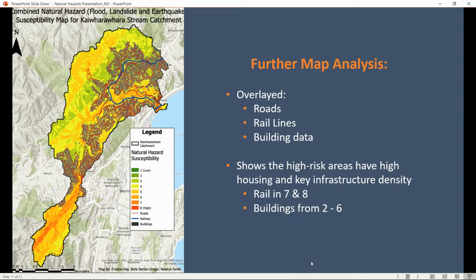To answer some of our questions on damage to people and property, we needed to overlay infrastructure onto the hazard map. We did this by using data from Wellington City Council on roading, the rail line, and buildings. This new map allowed us to see a high risk to rail, which ran along a 7 to 8 hazard ranked area, and also to buildings, which were generally in less risky areas, usually from a 2 to 6.